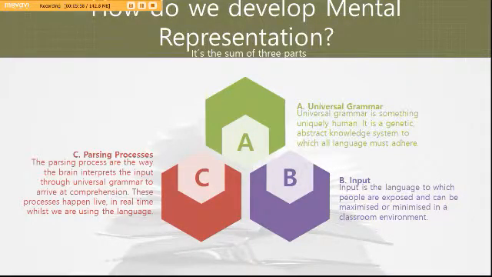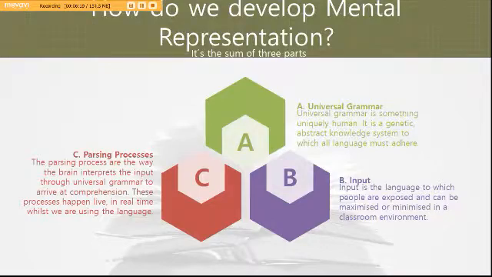Well, really it's the sum of three parts. We have the universal grammar, which is something uniquely human. It's a genetic abstract knowledge system to which all language must adhere, and in first language acquisition studies, second language acquisition studies, universal grammar is one of the key fundamental theories.